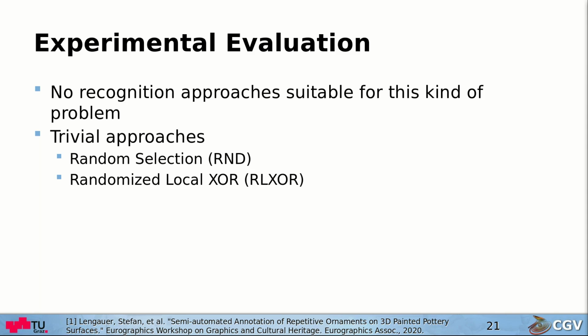The second one is a bit more sophisticated. Similarly to the random selection, we generate an initial set of random seed points. At those we compute the absolute difference of the query image superimposed on the object surface in the RGB color channels. Subsequently, all predicted locations are ranked by this distance metric, and only the top ranked detections are returned. This we refer to as random local XOR, RLXOR.